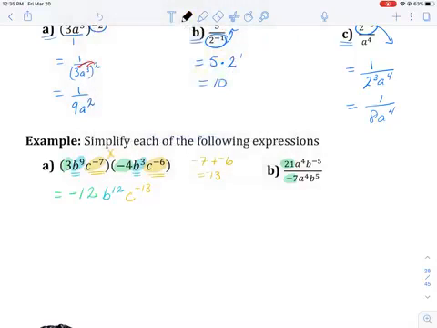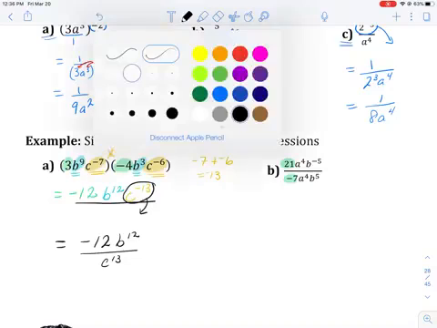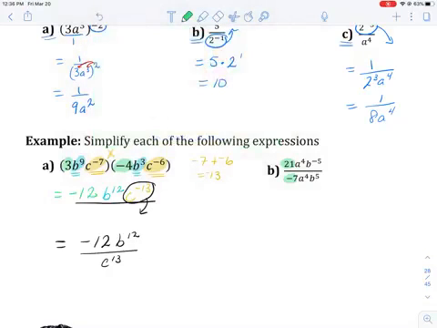And now, again, we're going to look at this and say, well, what needs to move down? The c to the negative 13 needs to come down. So our final answer here will be negative 12, b to the 12, all over c to the power of 13. Okay, let's look at the next one. The last one here. 21 divided by negative 7, that's just negative 3. And of course, a to the 4 divided by a to the 4.